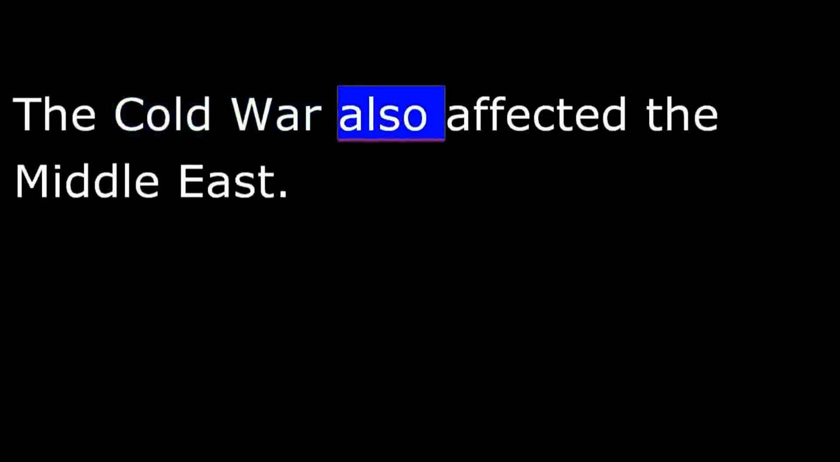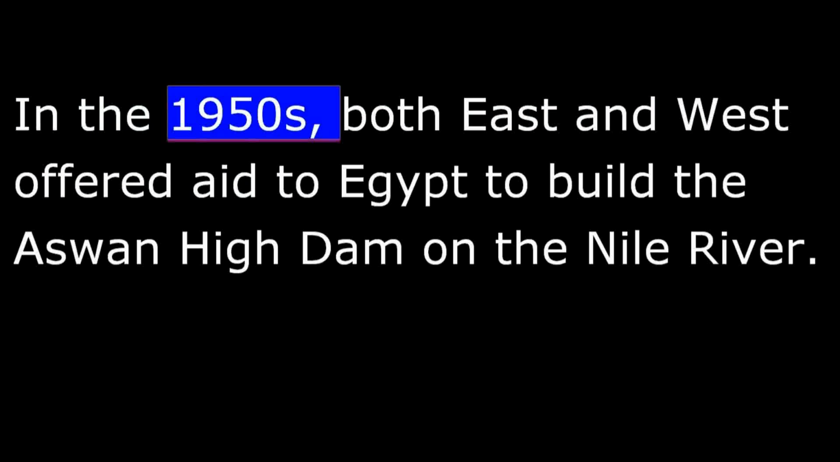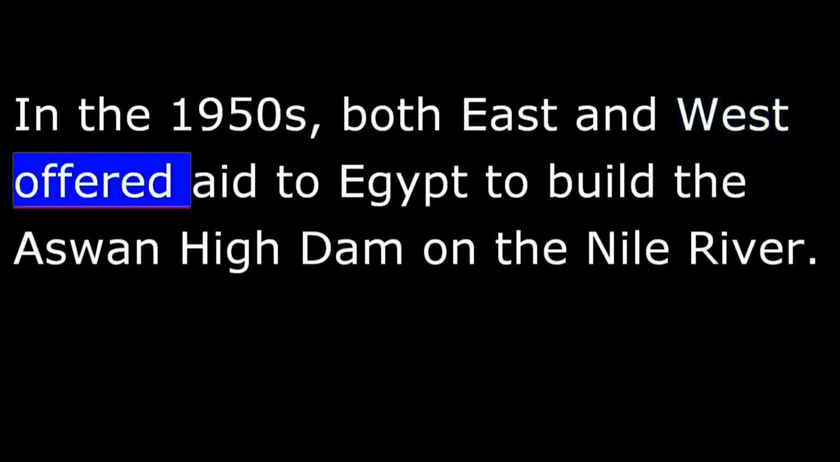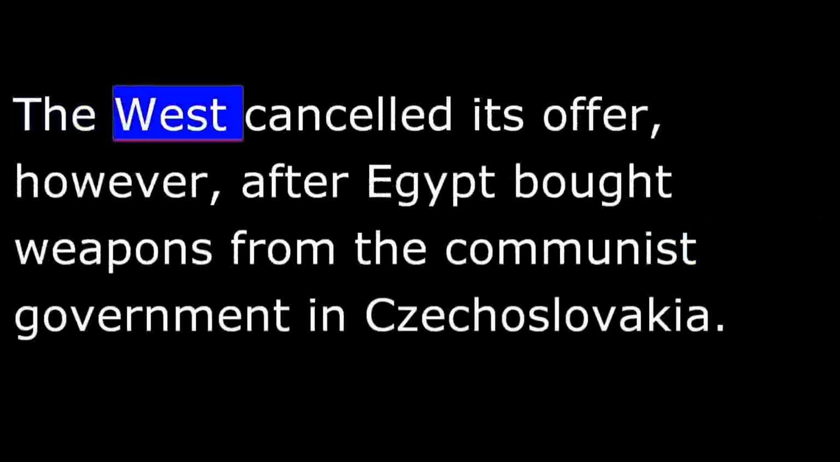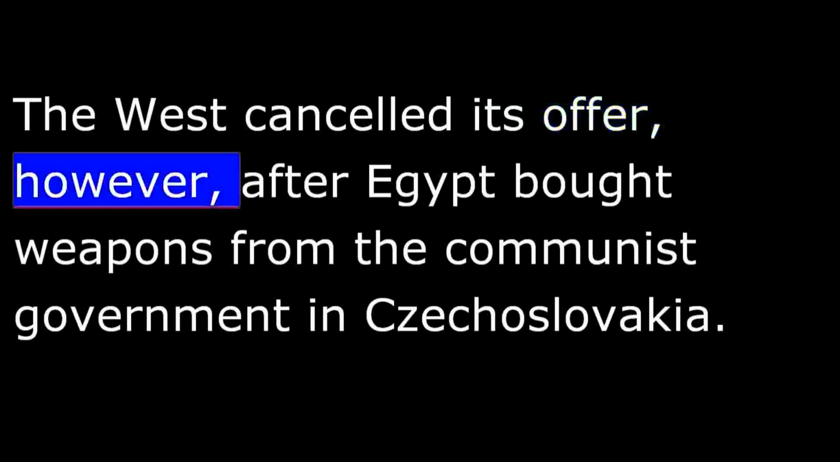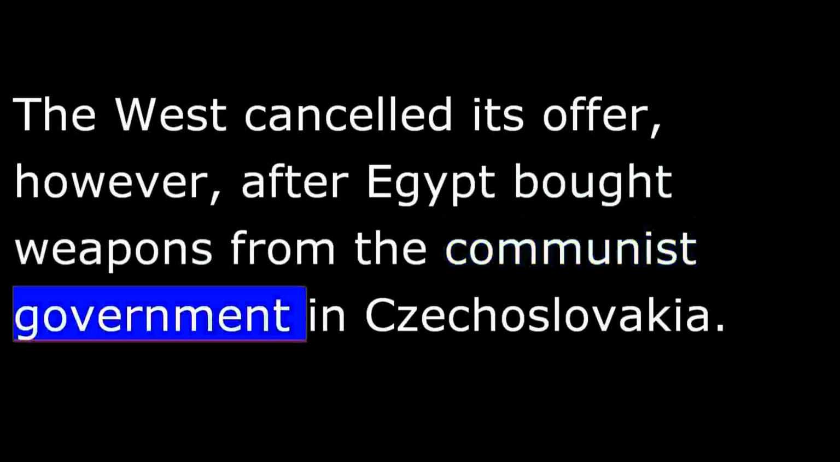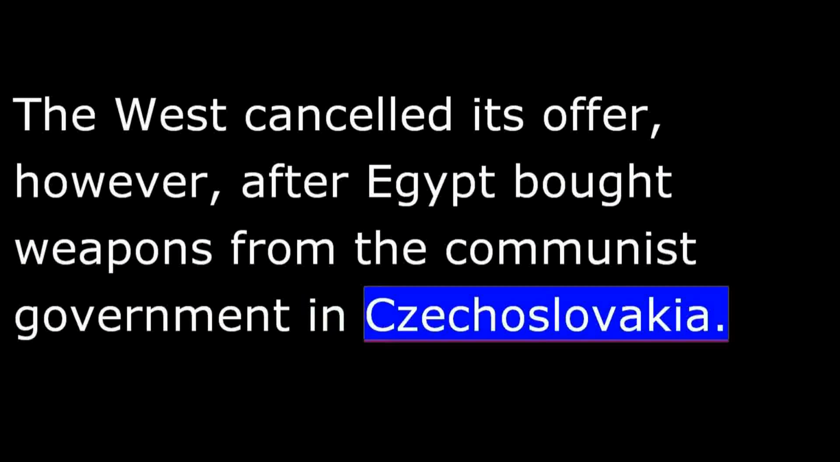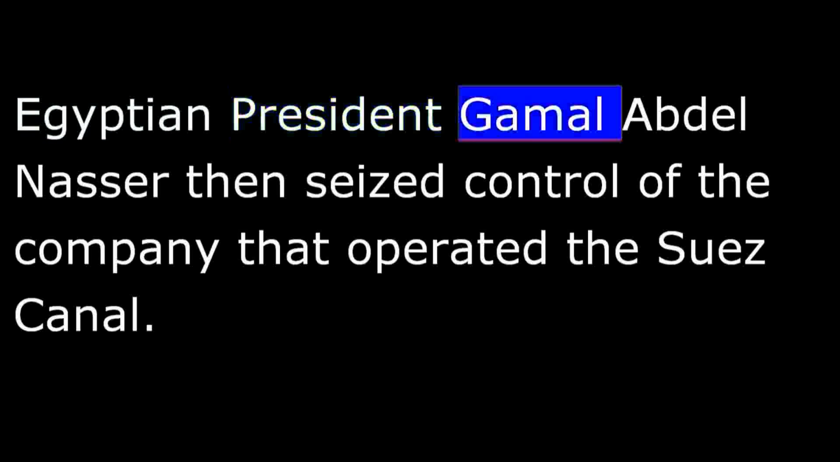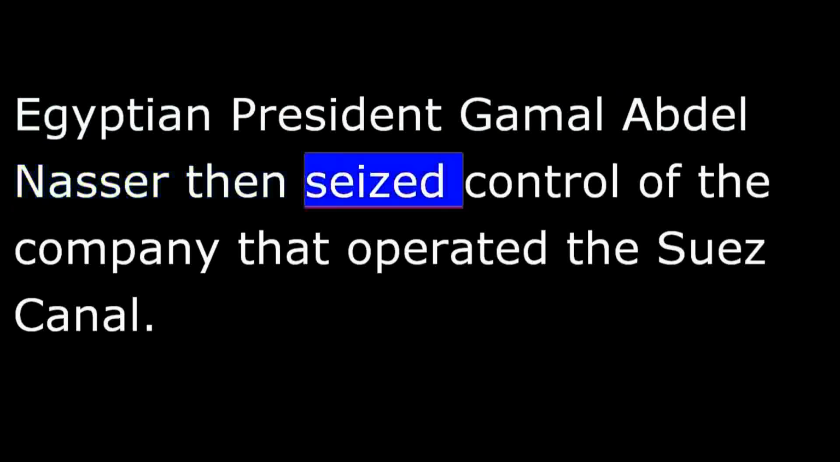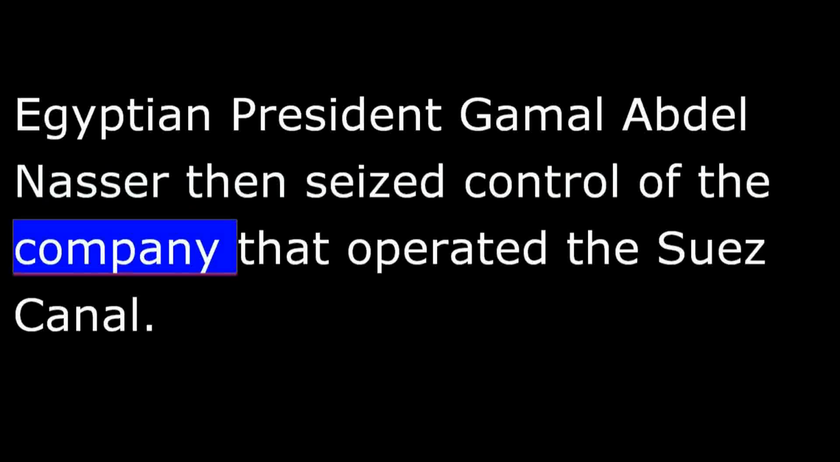The Cold War also affected the Middle East. In the 1950s, both East and West offered aid to Egypt to build the Aswan High Dam on the Nile River. The West canceled its offer, however, after Egypt bought weapons from the communist government in Czechoslovakia. Egyptian President Gamal Abdel Nasser then seized control of the company that operated the Suez Canal.